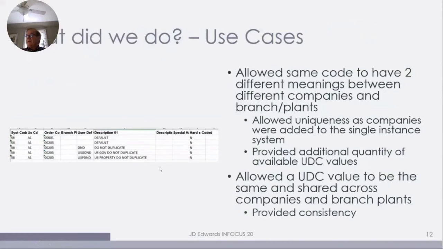What did we do? We had our use cases. We allowed the same code to have 2 different meanings between different companies and or branch plants. We allowed uniqueness as companies were added to the single instance system. We provided additional quantity of available UDC values, and we allowed a UDC value to be the same and shared across companies and branch plants. We provided consistency, thus standardization within the system for user-defined codes. And we did not create an overpopulation of codes that then become very unmanageable in terms of the size of the system.